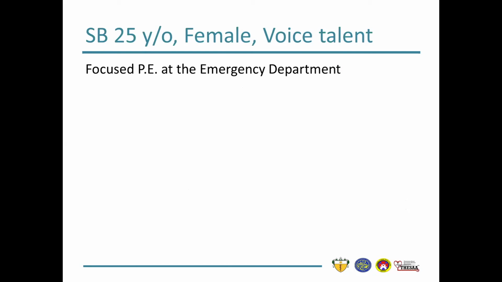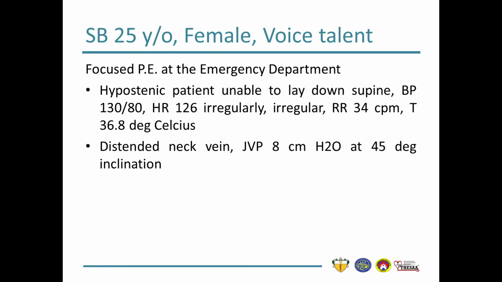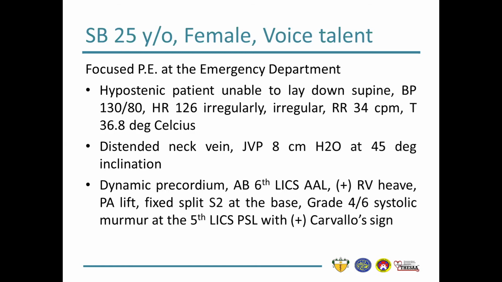Focused physical examination at the emergency room showed a hyposthenic patient who was unable to lay down supine, with a blood pressure of 130 over 80 millimeters mercury. Heart rate was 126, irregular, respiratory rate of 34 cycles per minute, and a temperature of 36.8 degrees Celsius. She has distended neck veins, a JVP of 8 centimeters water at 45 degrees inclination. She has a dynamic precordium, an apex beat at the 6th left intercostal space, anterior axillary line.